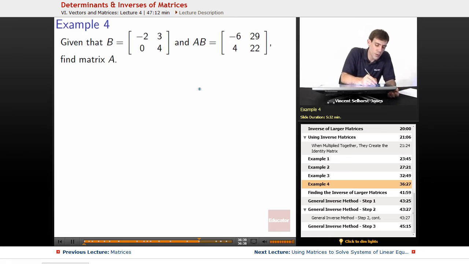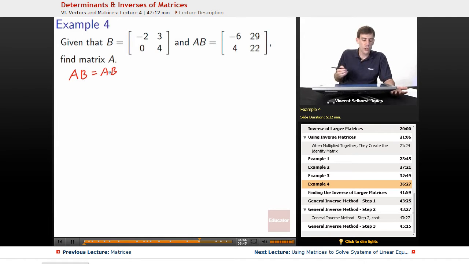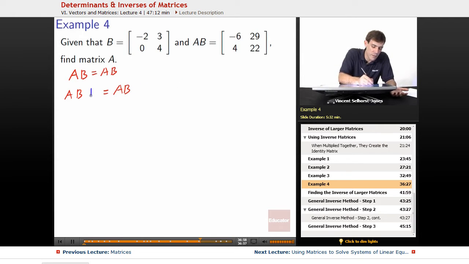Well, notice we can create a game plan like this. AB equals AB. Kind of obvious, but it's true. So if we came along, we could knock out that B with B inverse. We'd hit both sides with B inverse, and now we could rewrite this as A equals, well, we could cancel that to A on the right side, but we could also see that as just AB times B inverse.